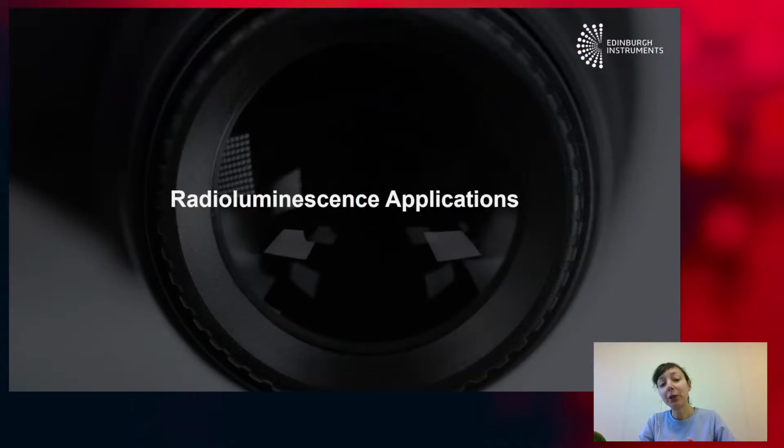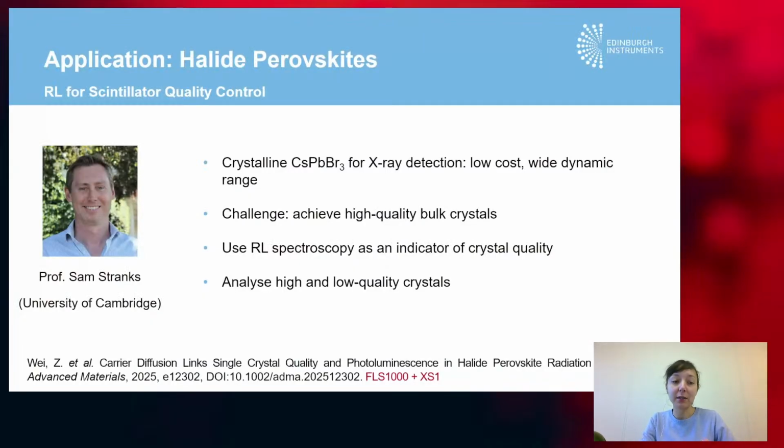I will now move on to introduce applications of radioluminescence detection, specifically in scintillators. And I'm going to use data from recent publications by Edinburgh Instruments customers that use the XS1. The first one I wanted to highlight is a relatively simple case, which is using radioluminescence intensity for quality control of scintillators. This is a publication by the group of Sam Stranks at Cambridge University, and they are developing metal halide perovskites as next generation X-ray detectors.